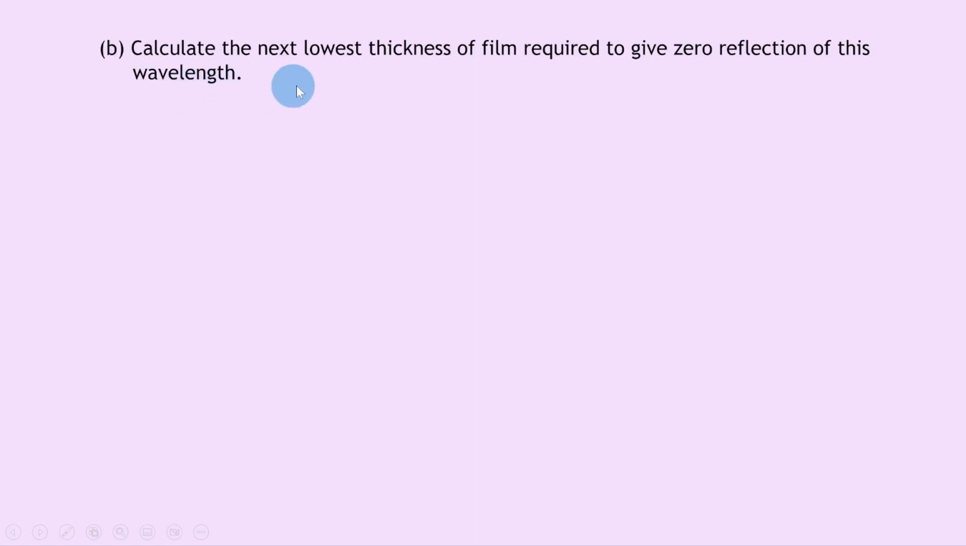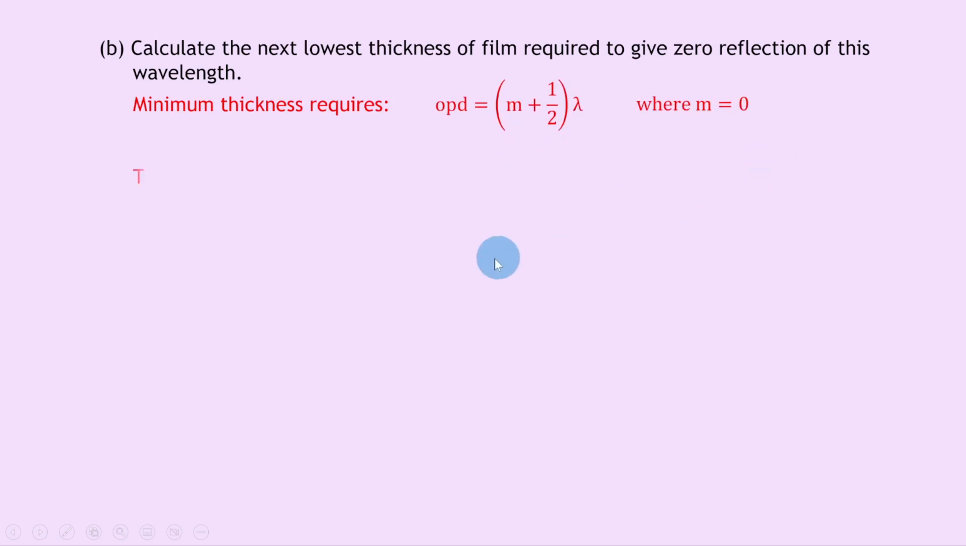Part B says to calculate the next lowest thickness of film required to give zero reflection of this wavelength. Well, you might remember from the theory video where we derived the equation for anti-reflective coatings that minimum thickness requires that optical path difference equals (m plus a half) lambda, where m equals 0. Therefore, we can say the optical path difference is equal to lambda over 2, or half a wavelength, for the minimum thickness d.